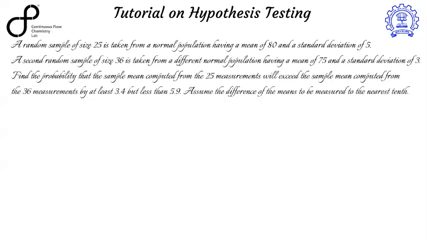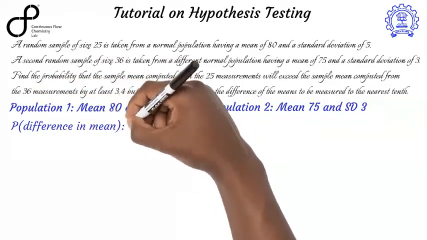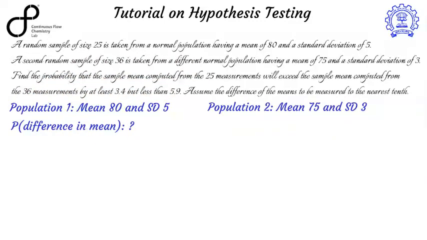It is given that population 1 has a mean of 80 and a standard deviation of 5. It is given that population 2 has a mean of 75 and a standard deviation of 3. We have to find out the probability for the difference in mean to be in a range for the samples taken from two populations.